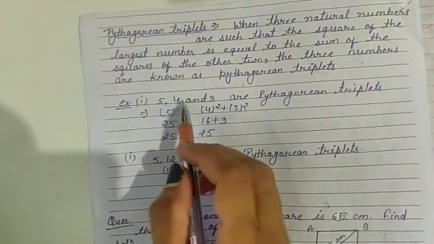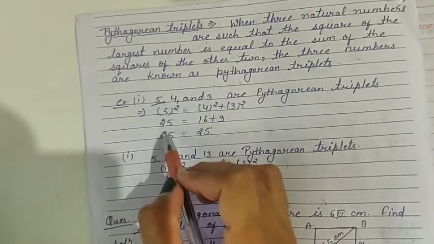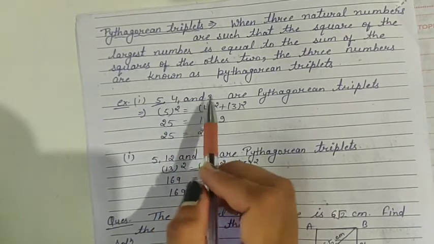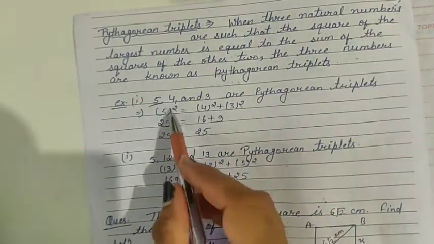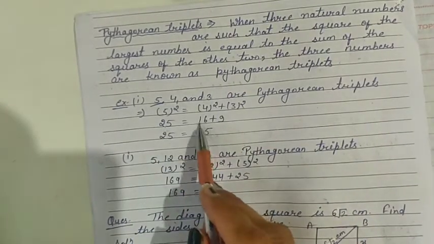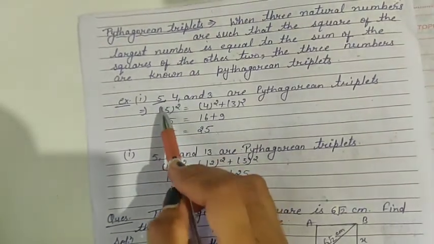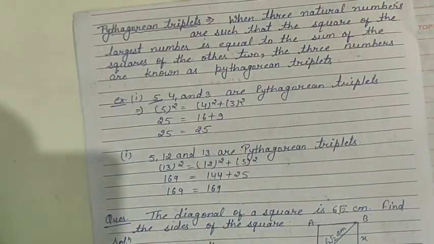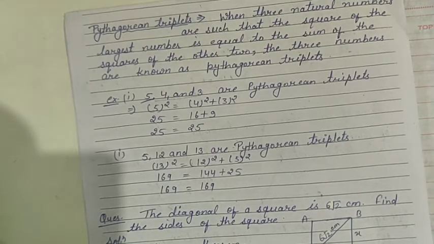Students, these are three numbers 5, 4 and 3. This is the largest number, 5. So the square of this is 25. This is equal to the square of this plus the square of this. So 5 square is equal to 4 square plus 3 square. 25; square of 4 is 16 plus 9. So this is also 25. So 25 is equal to 25. It means the square of the largest number is equal to the sum of the squares of the other two numbers. It means 5, 4 and 3 are Pythagorean triplets.